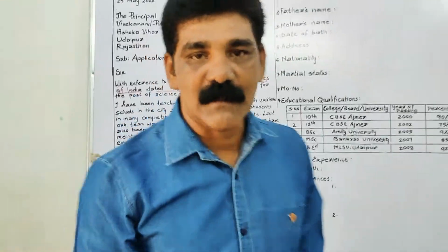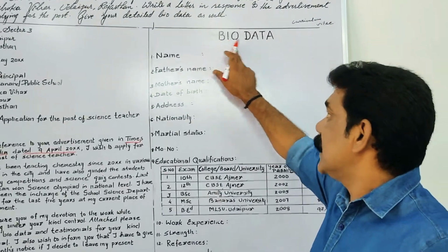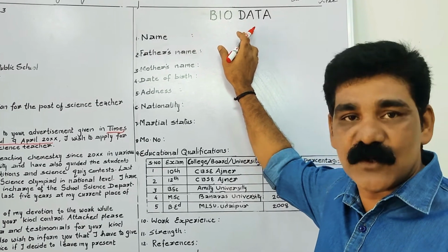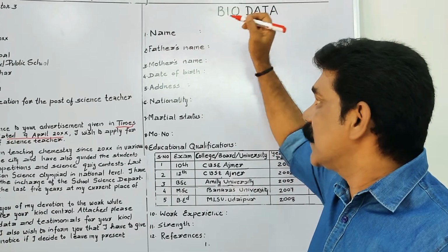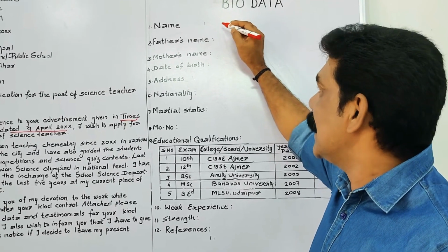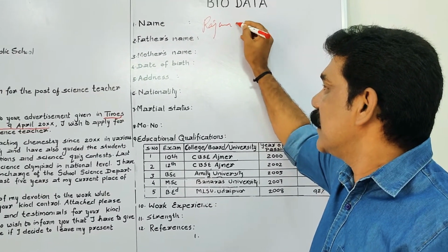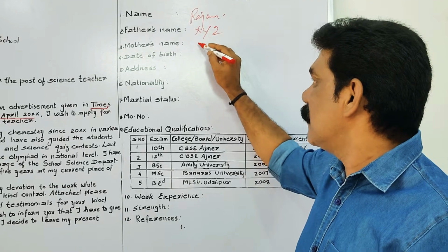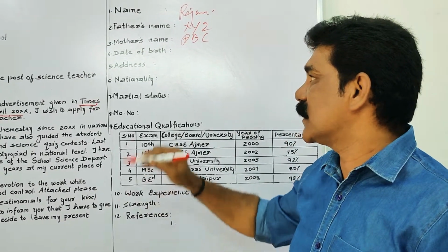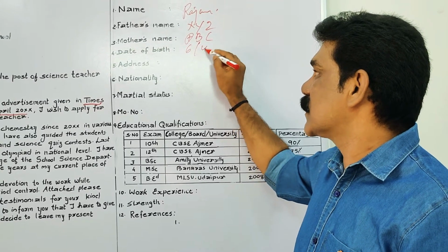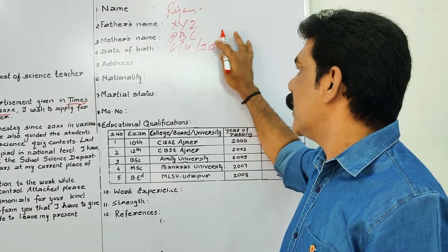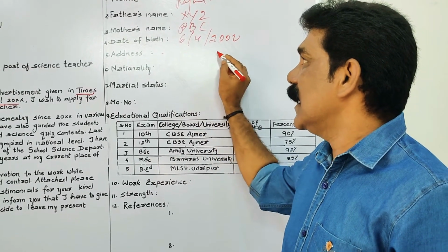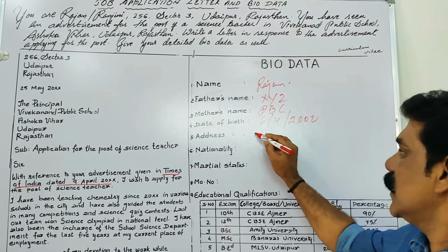Now let us see how to write the biodata. Give the title biodata, and you can give the title curriculum vitae also, or resume, and followed by that, the name. Write the name of the person. For example, if it is Rajan, write Rajan here. Then father's name. We don't know the father's name, that is not given in the question. You may write XYZ. Mother's name, that is also not given. You can write ABC. Date of birth, you can give 6/4/2000. And you may give the address here. Rajan or Rajani.